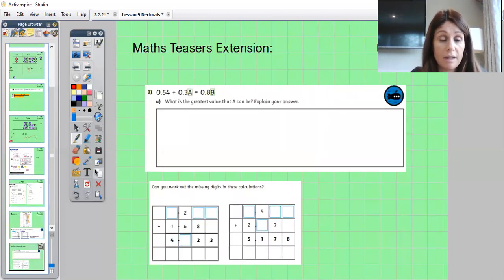Maths Teasers group, and the rest of you can move on to this. If you finish before, you've got a bit of time left, feel free to have a go at this one. So here we've got some letters that have replaced some digits. What's the greatest value that A could be? And then explain your answer. And then can you say what B would be? What's the greatest it could be? That's using your knowledge of number bonds there, isn't it? And then can you work out the missing digits in these calculations? So what would go into the blue boxes?